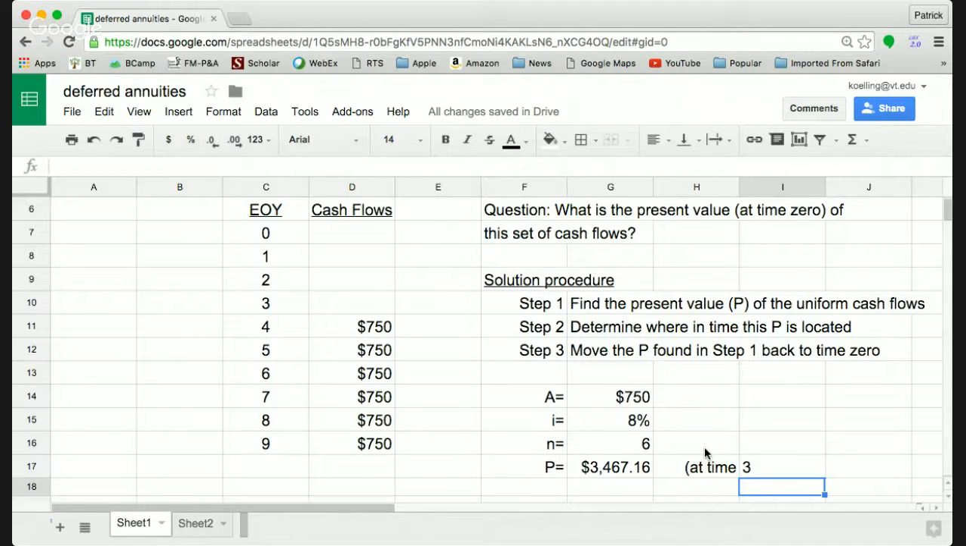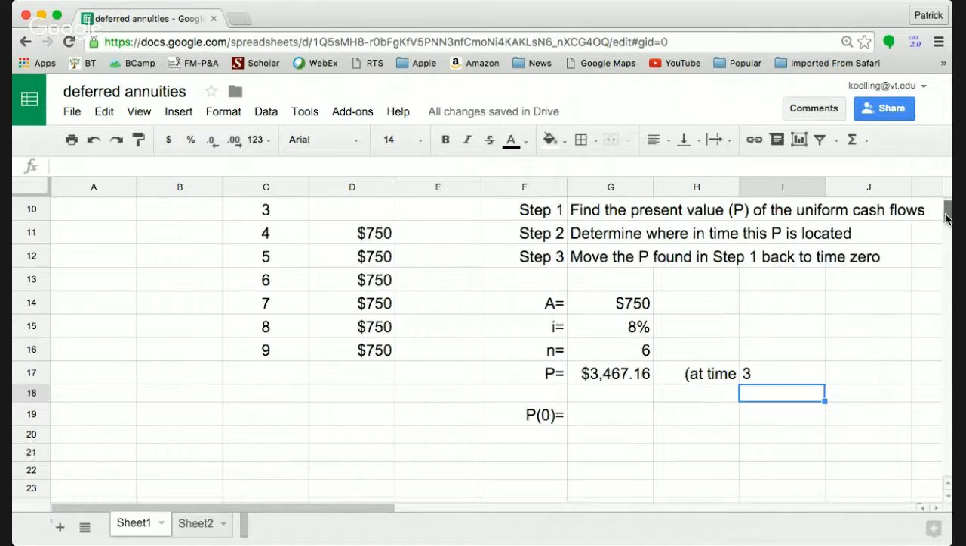Okay. Now, we wanted to find the present value at time 0 of this set of cash flows. Okay? We now have one economically equivalent amount, and it's at time 3. We need an economically equivalent amount at time 0. How do we do that? Well, P at time 0. How do we solve for that?